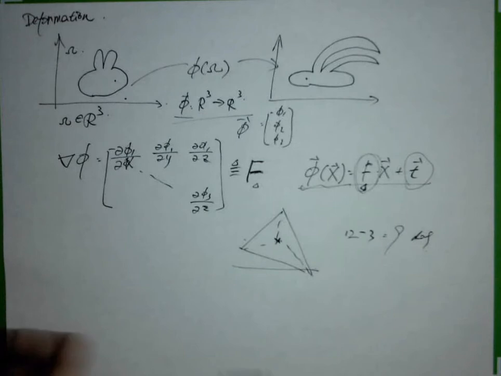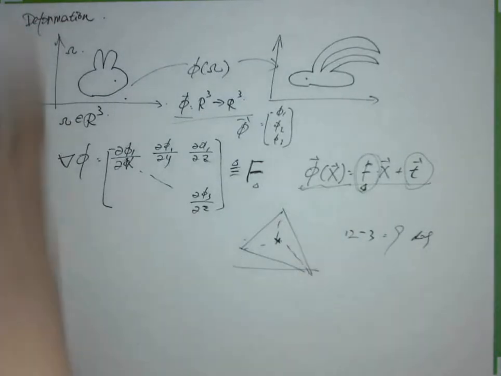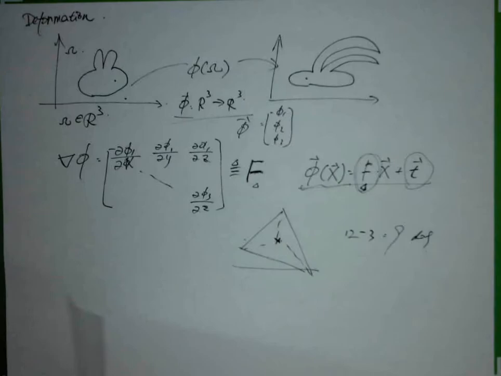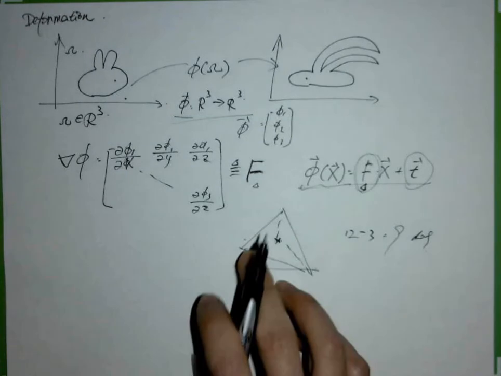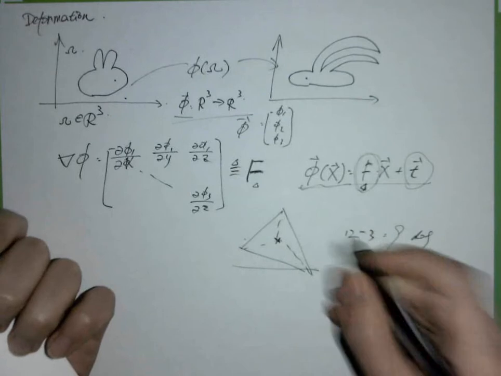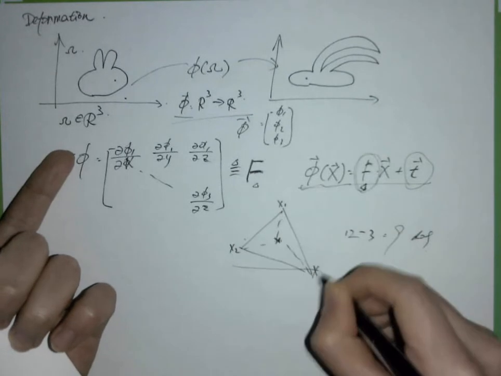So given this F, given this deformation gradient, okay, let's think about this element we have already discretized. It has 4 vertices. Like this is x1, x2, x3, and x4.